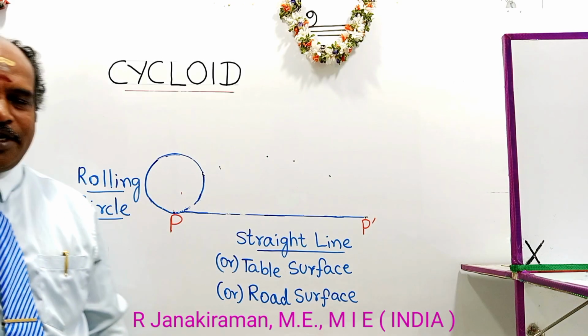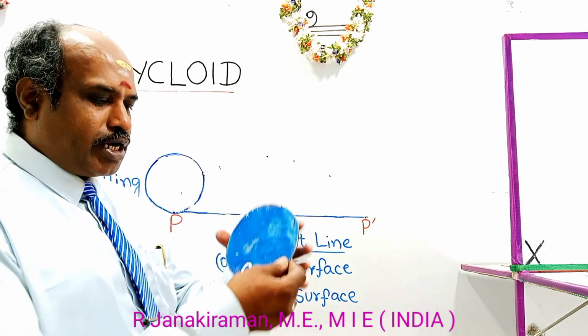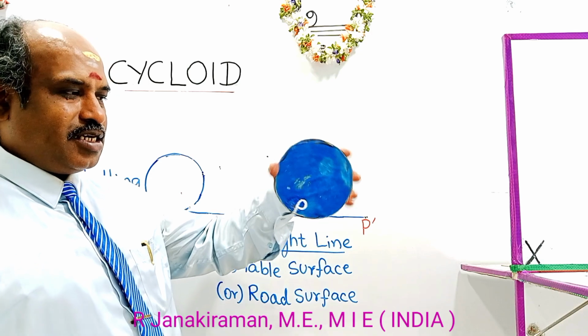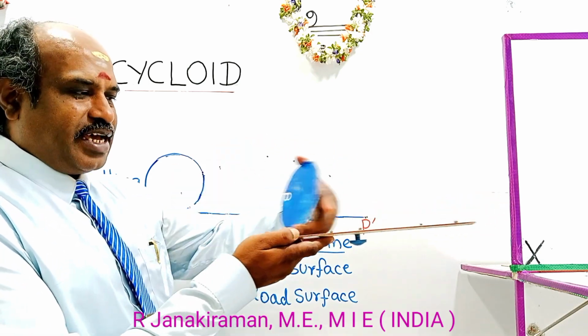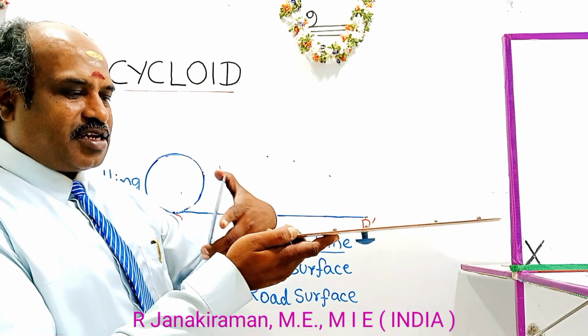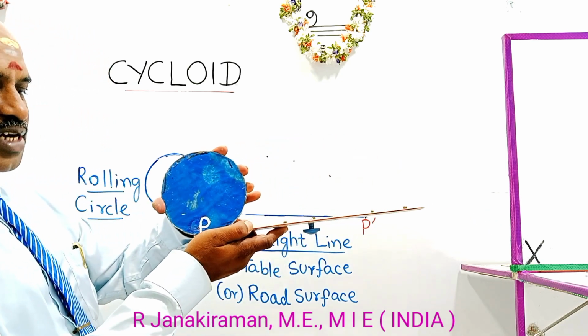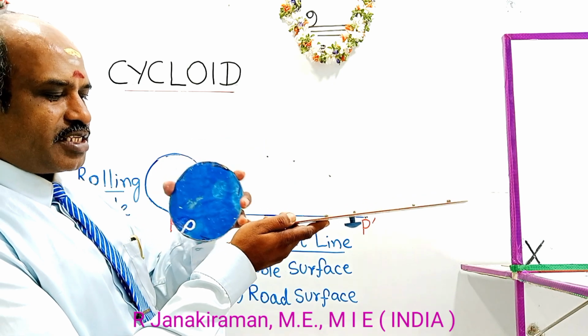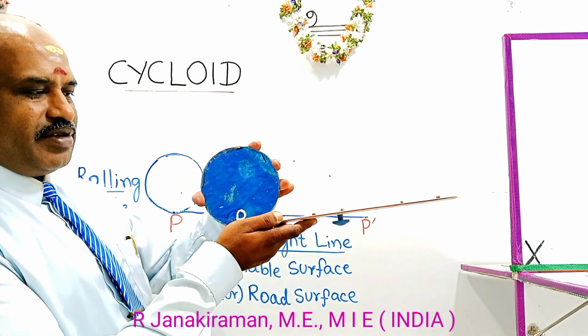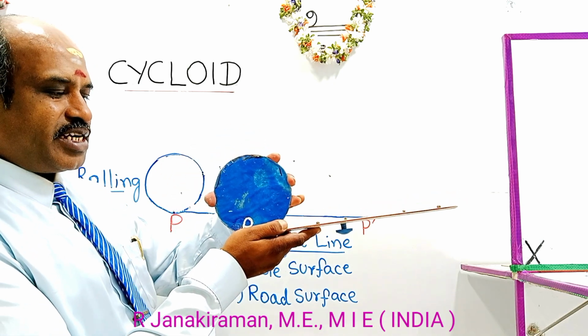Yes, the topic is cycloid of a circle. Consider this blue color one as the rolling circle, and this scale can be considered as a road surface or table surface or straight line. When a circle rolls along a straight line, this left extreme corner is called the point of contact between the rolling circle and the straight line.